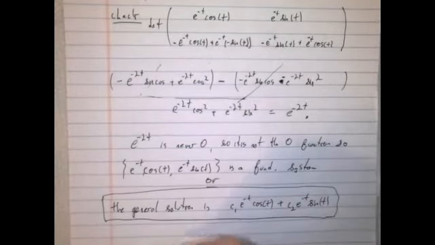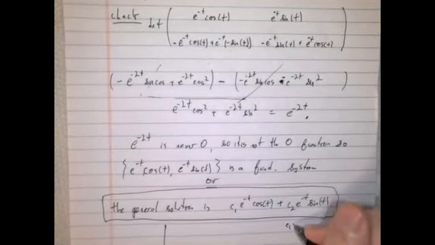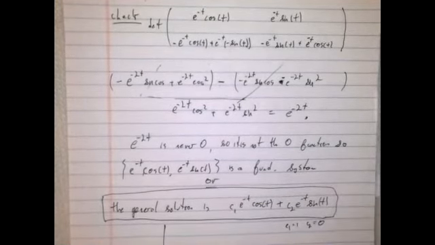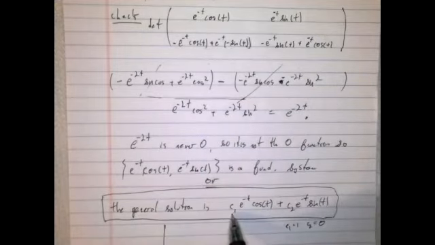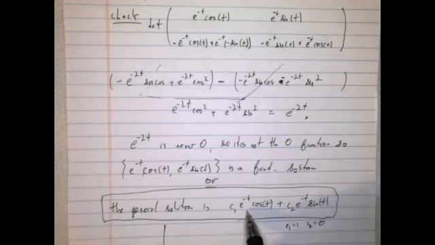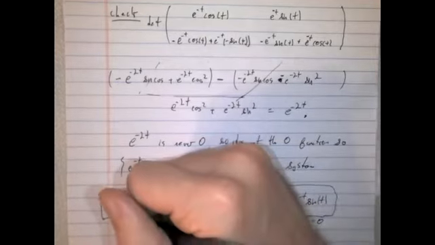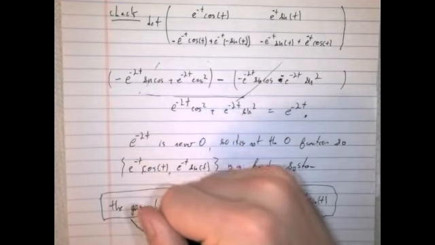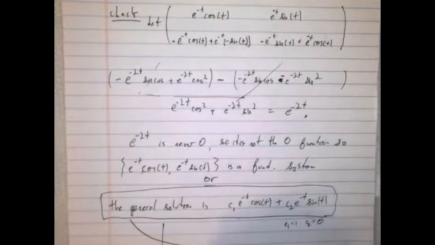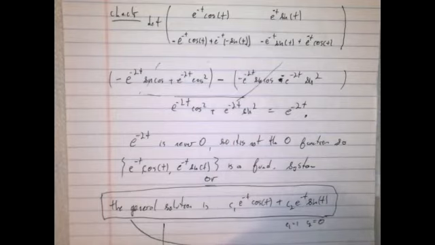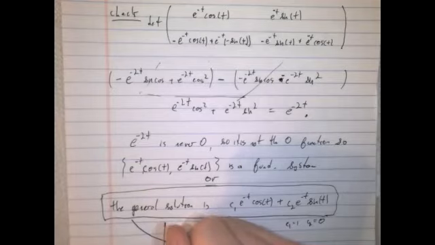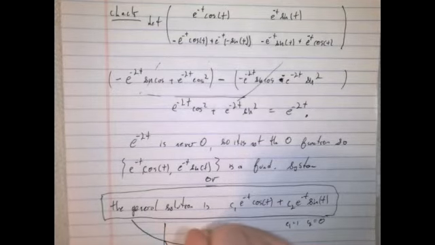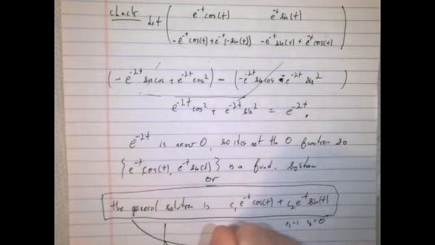What's going on with this function? Well, let me pick C1 equal to 1, C2 equal to 0. Essentially, if I set C1 to 1, C2 to 0, then I've got e to the negative t times cosine of t. So that means I have kind of this envelope corresponding to e to the negative t, and then I have cosine going in between this envelope.